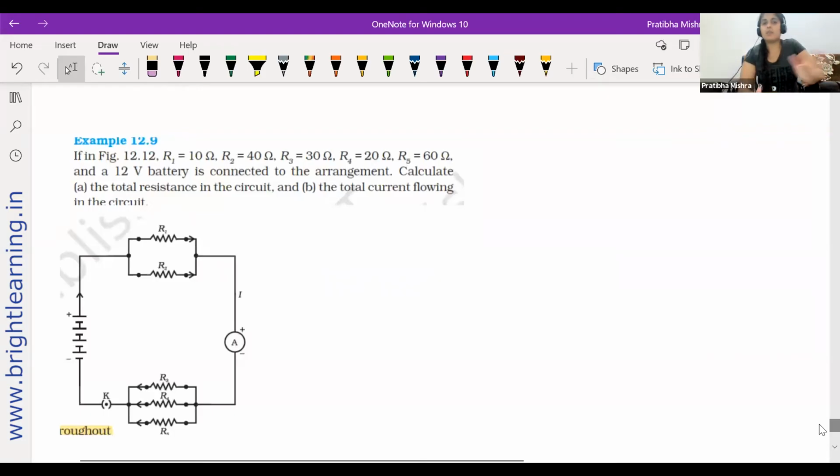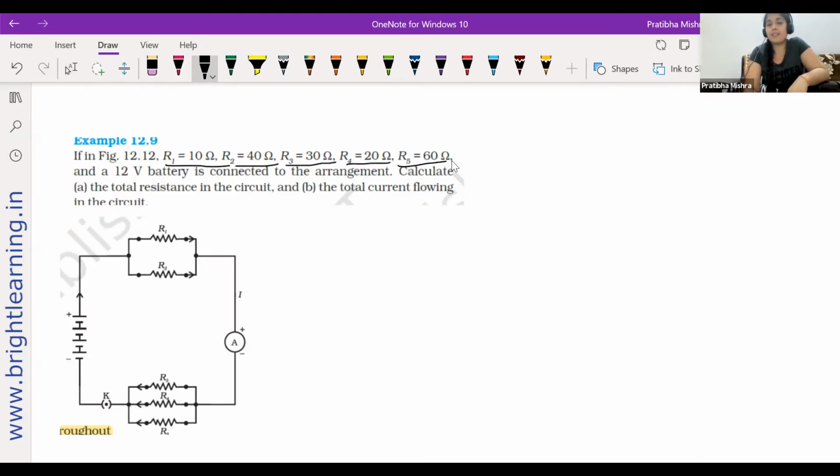Okay, this is example 12.9 from our textbook. You have already learned what needs to be done. Look at the arrangement in figure 12.12. Right in front of you, R1 is 10 ohms, R2 is 40 ohms, R3 is 30 ohms, R4 is 20 ohms, and R5 is 60 ohms. There are 5 resistors of different values. Look at them properly. How are they arranged?